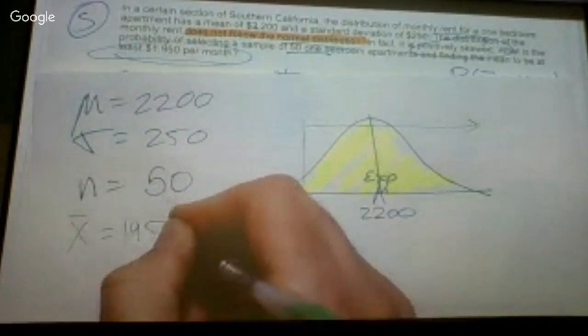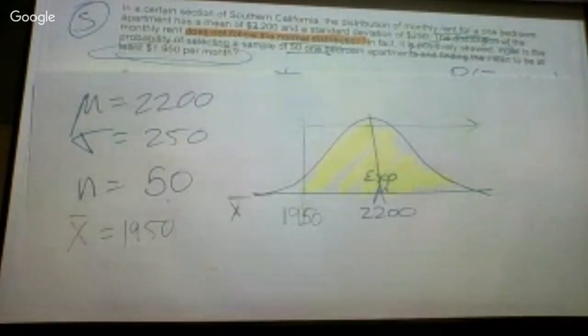X bar is 1950. I gotta stop using green because it's a 0.5 and those are garbage to write with. All these are 0.5. Even the gels. Boo that. They are the worst.